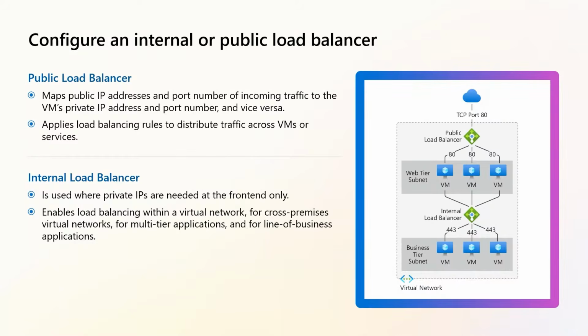Azure Load Balancer distributes incoming traffic across backend resources at layer 4. A public load balancer maps public IP addresses to private IPs and handles internet traffic. An internal load balancer works with private IPs only, which is ideal for traffic within a VNet or multi-tier apps. For the exam, know both types, their use cases, and why load balancing improves scalability and availability for your resources.